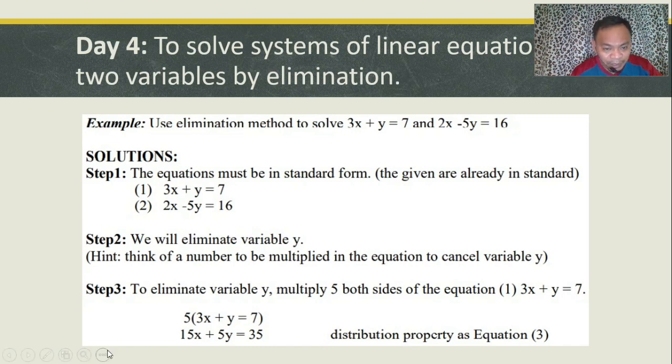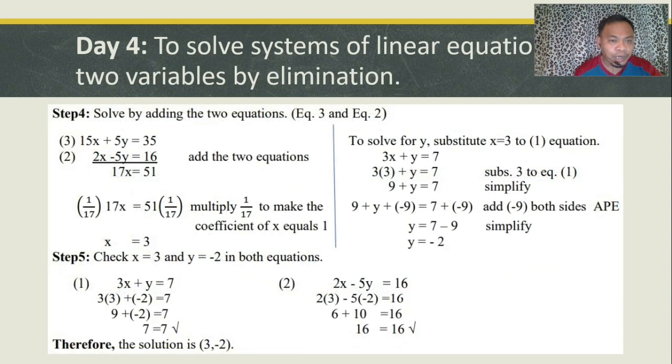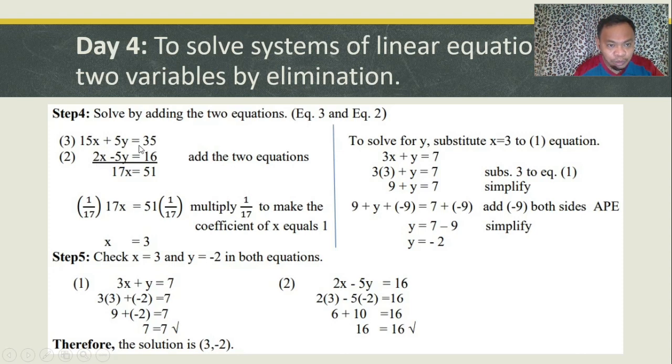Okay, so ito po yung bagong form ng ating equation number 1. We will name this one as equation number 3. 15x plus 5y is equal to 35. Okay, so for step 4, solve by adding the two equations. Yung equation number 2 po natin at saka yung equation number 3, diba? Yung new form ng ating equation number 1. So, ito na po siya. 15x plus 5y is equal to 35, yung equation number 3. Tapos, yung second equation is 2x minus 5y is equal to 16.